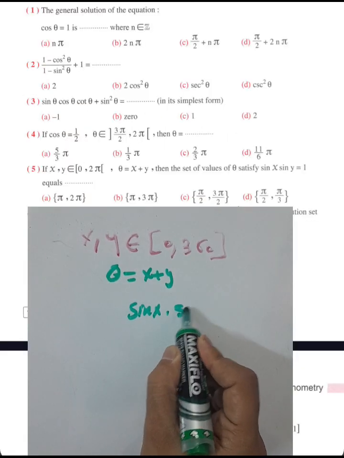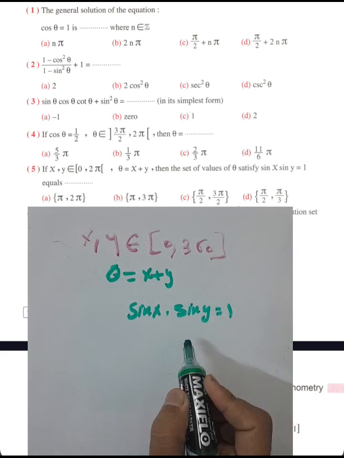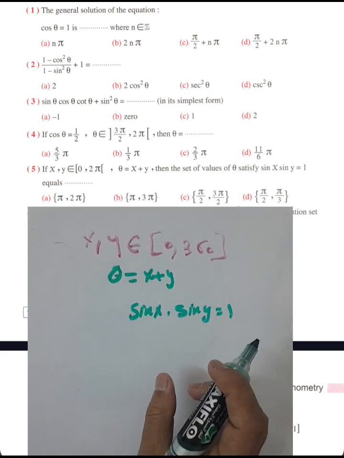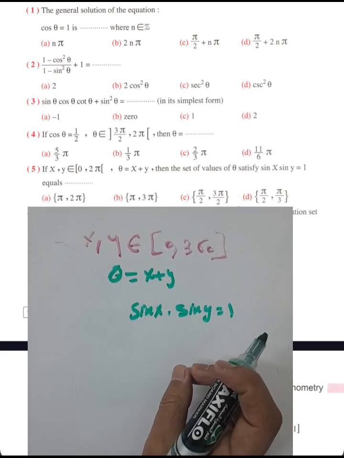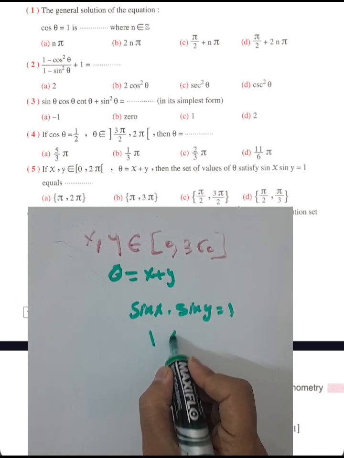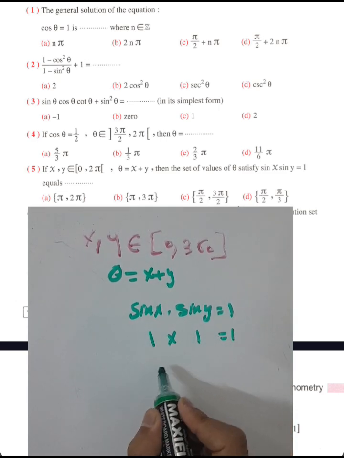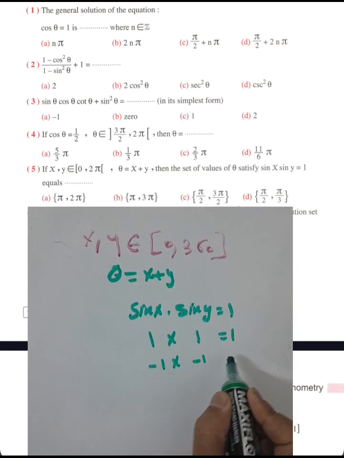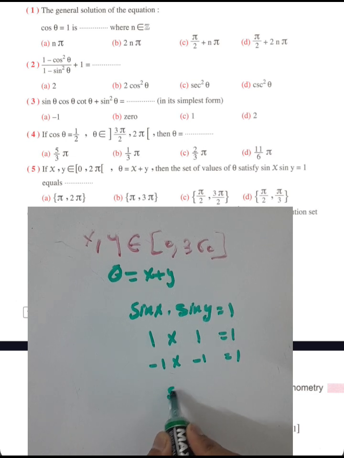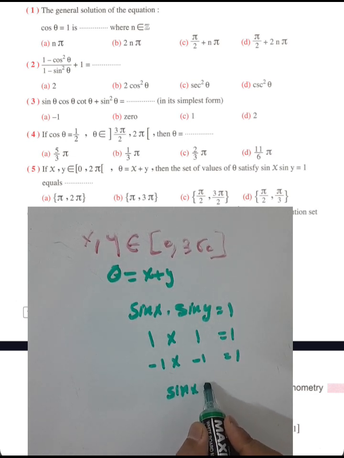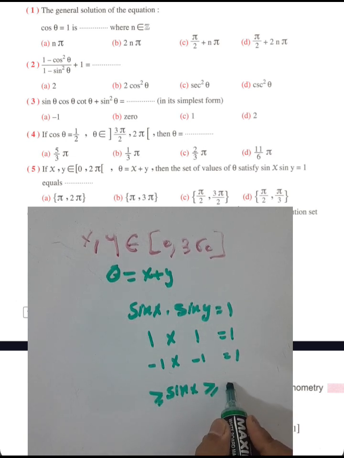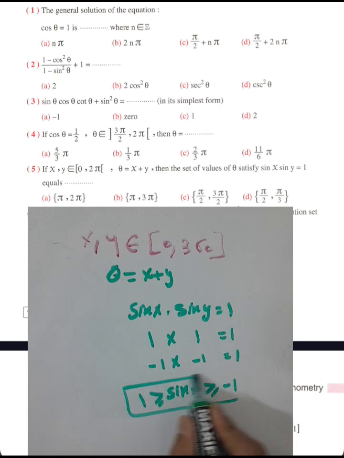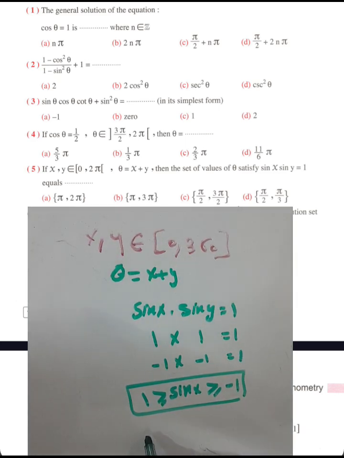Next, sin x times sin y equals 1, where we want to find the set of values of theta that satisfy it. We know 1 times 1 equals 1, or negative 1 times negative 1 equals 1, because sine of any angle is greater than or equal to negative 1 and less than or equal to 1.